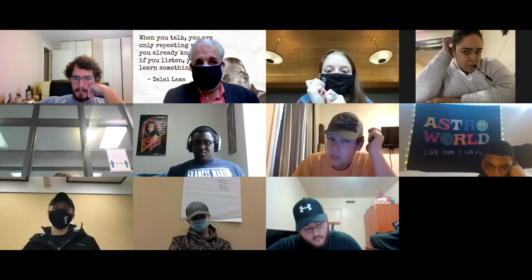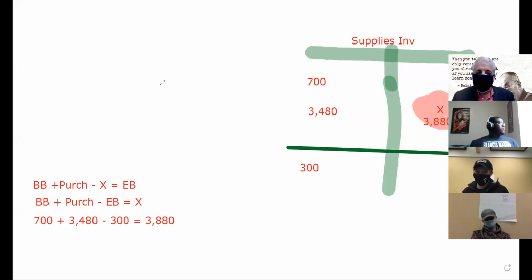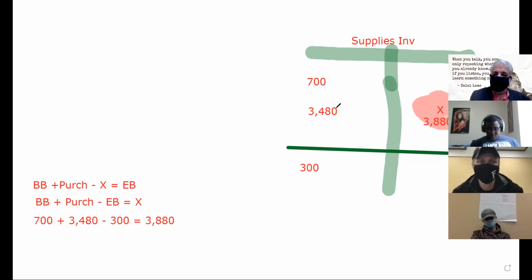So when we're doing exercise 3-1 in chapter 3, when we're looking at the problem we're solving, we're looking at a beginning balance of 700. We've got purchases of 3480, and we have an ending balance of 300. We need to solve for what we expended. So based on that, beginning plus purchases minus expenses equals ending balance. Rearrange it, we get 3880.